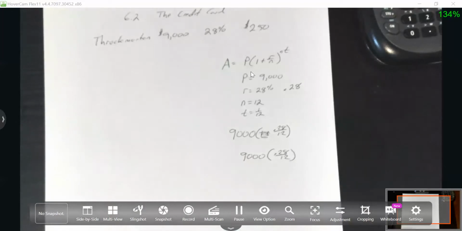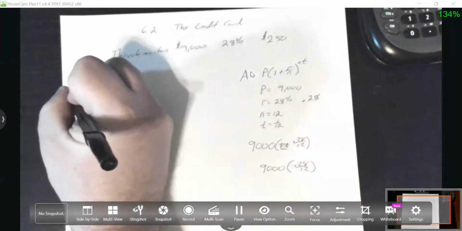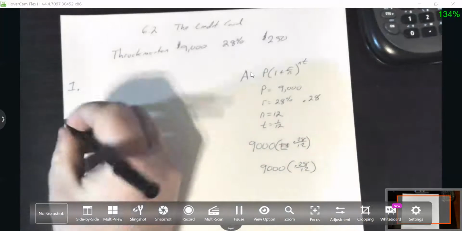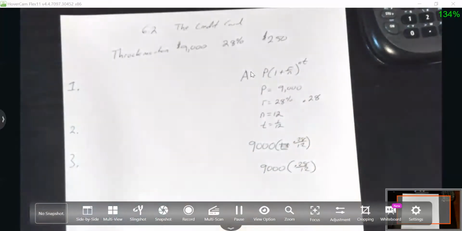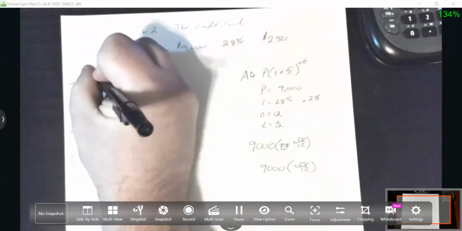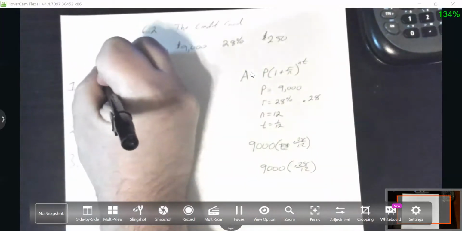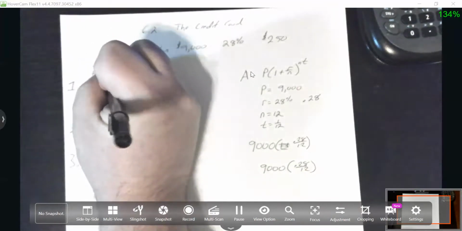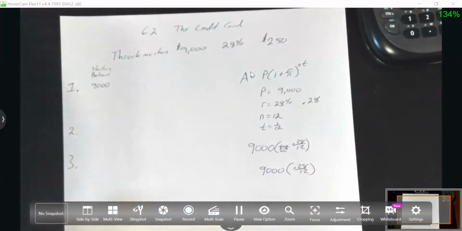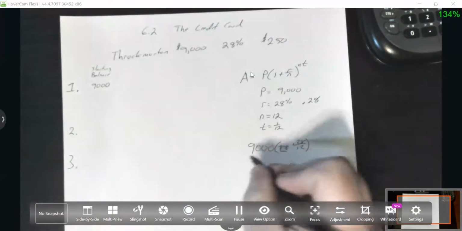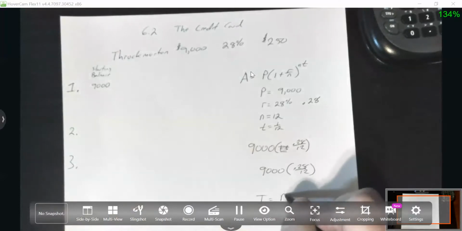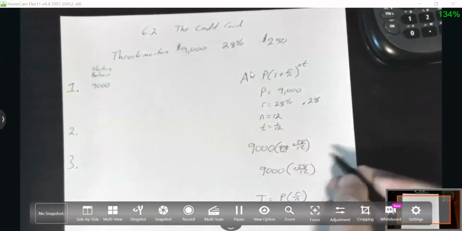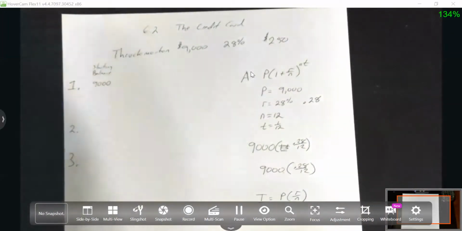So let's take a look and make a little chart as to what happens to poor Throckmorton here. So let's say the first month. I'm going to make a little chart. We're going to do like 3 months worth of work here. So Throckmorton starts off with a starting balance on month 1 of $9,000. At the end of the month, the credit card actually charges him interest. So to calculate our interest, we're effectively just going to do P times R over N, in which case it's our 9,000 times 0.28 divided by 12, and we can see how much interest the credit card is going to charge him that month.